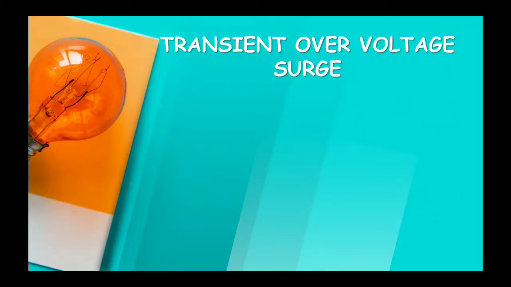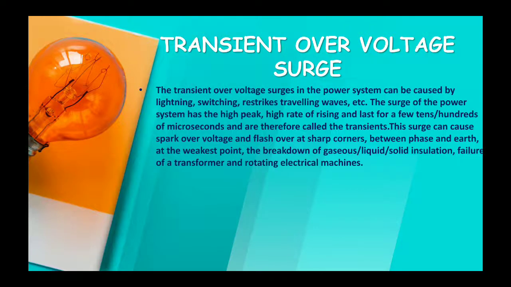Now the next one is the transient overvoltage surge. The transient overvoltage surge in the power system can be caused by lightning, switching, restriking, traveling waves, etc. It is a very common fault. The surge in the power system has a high peak and high rate of rising, and lasts for a few tens to hundreds of microseconds, and is therefore called transient.